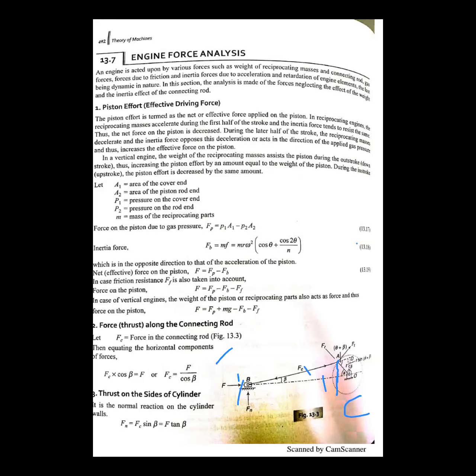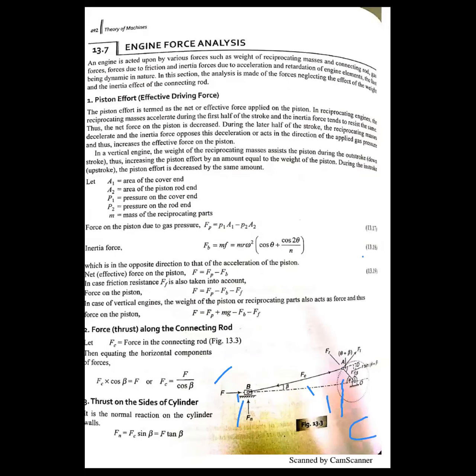Where do we get F? F is from the earlier one, which is already there. So Fc is F by cos beta. Next, going to the next one.